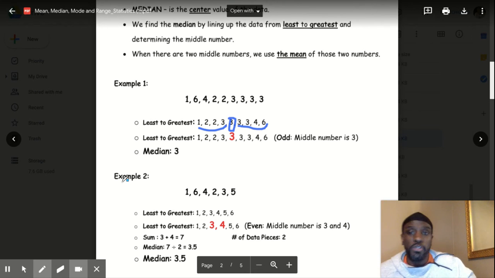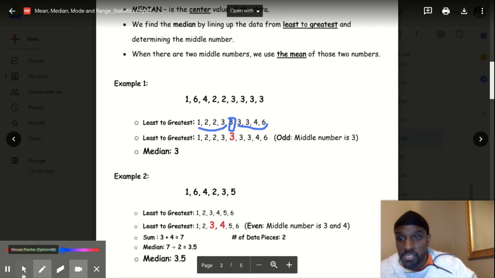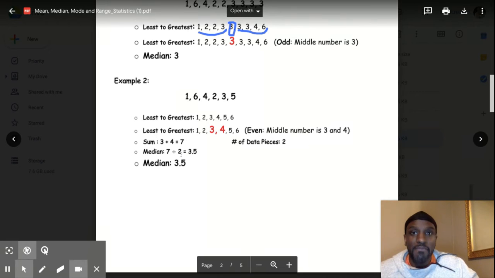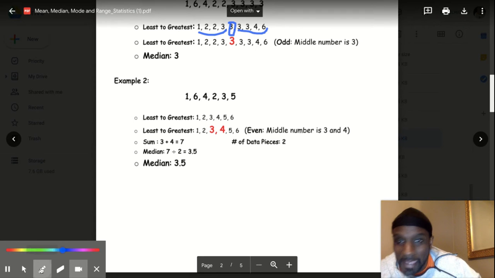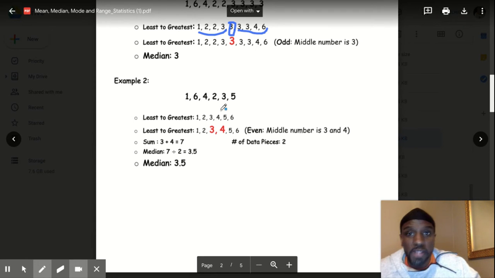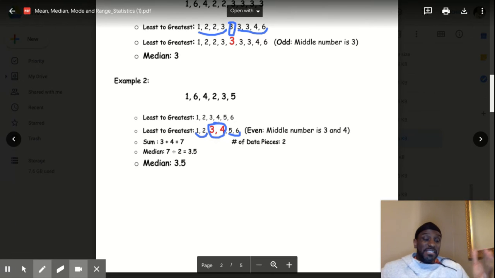But what about when you have an even set of numbers? Let's go here. Now, I'm looking here. I have data which Mr. Hunt created: 1, 6, 4, 2, 3, and 5. I'm putting them in order from least to greatest. And now I'm trying to find the middle number. Here's the problem. I have 2 numbers here, I have 2 numbers there. So my middle is right here, because this is an even set of numbers. You have 6 numbers here.